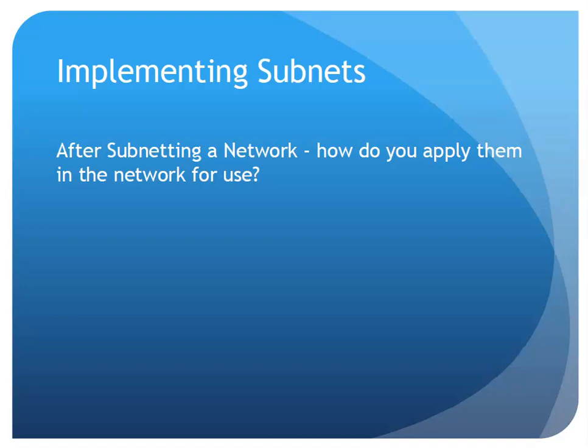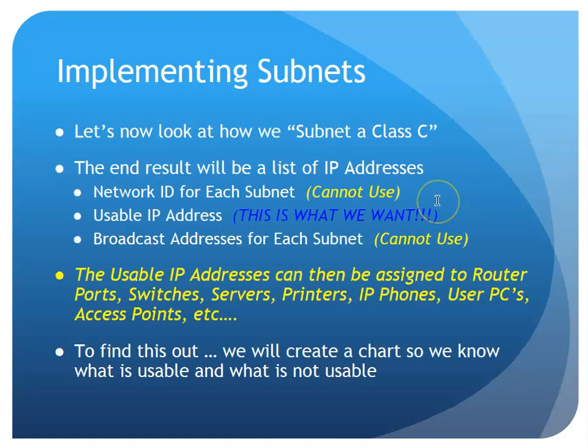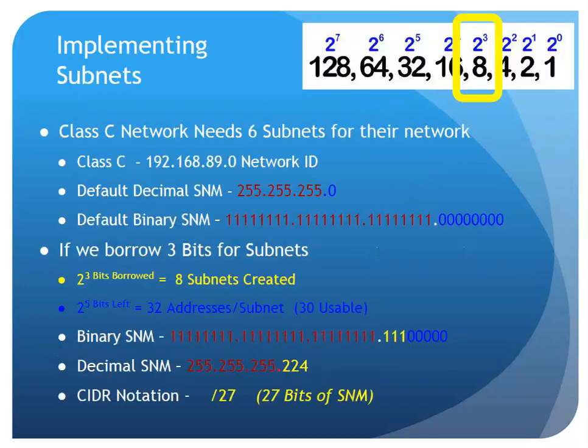CNT125, Chapter 8. We're now to the section on implementing subnets. So we've done all of these problems. We've created our charts. What are we going to do with it? Well, real quickly, let's take one more sample. We'll subnet a class C again, make our chart, and see how we would use these numbers. What are we going to do with them? We are actually going to do this in the lab room. We are going to make our own network map and implement these IPs on our routers and switches in our own network, so we can see our own subnetted network actually functions.